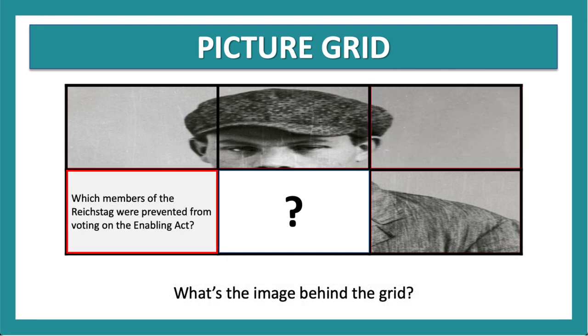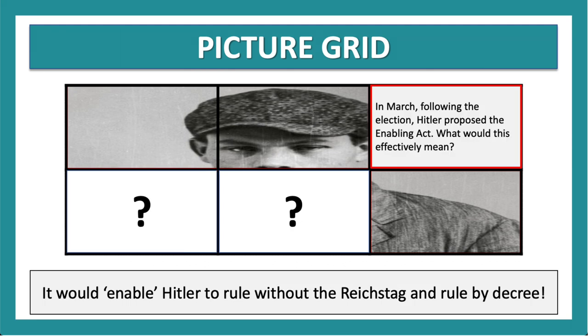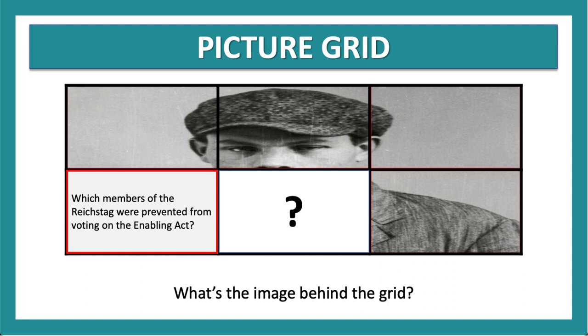Great. Now, he's only got 44% of the vote. So how does he get people to approve this with the Enabling Act? Which members of the Reichstag were prevented from voting? Because this is going to help boost these numbers, isn't it, if he's going to try and prevent certain people who he knows would vote against that. Based on the answer to one of the earlier questions where you said there's a continuing thread, I think that might be a clue. Absolutely. There we go.